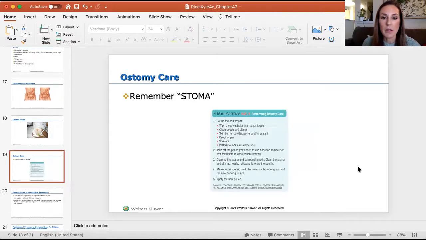So remember the stoma. When we're performing ostomy care, I know that you guys have some of this stuff in your kits in the skills lab, and we will be going through that at some point. You want to make sure that you are applying it correctly. I will post a video over stoma care in Moodle so that you can watch that, and then we can go over it next week or the week after in Skills Lab.